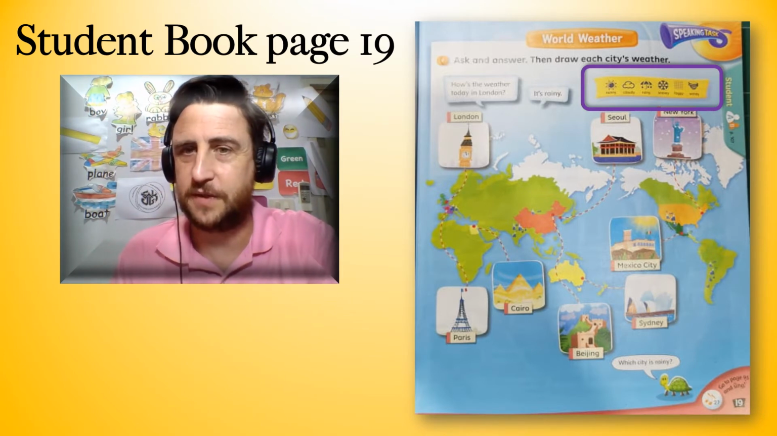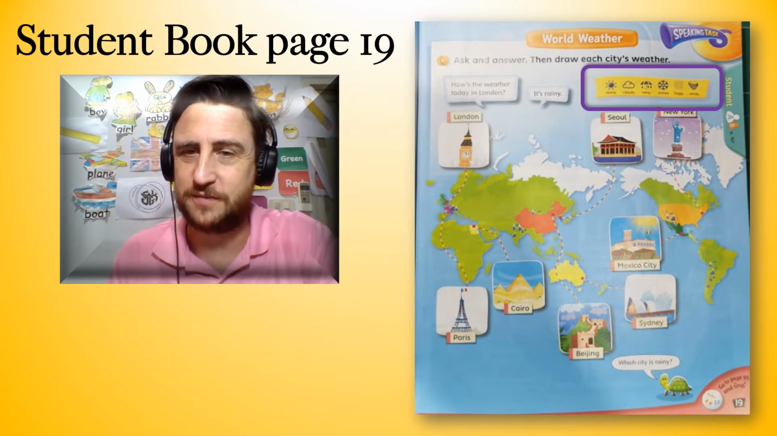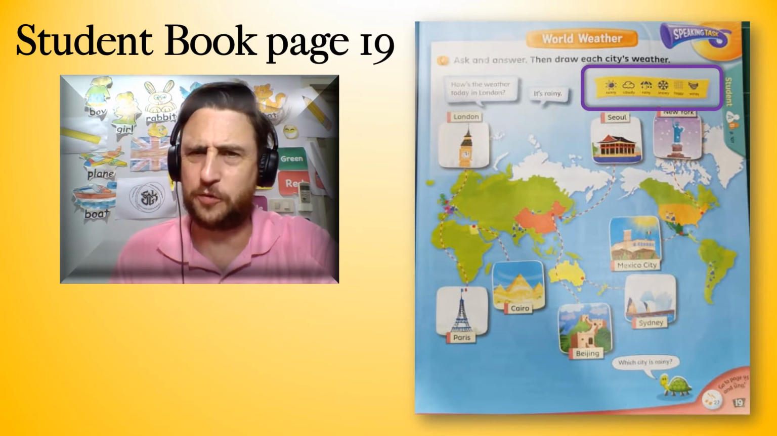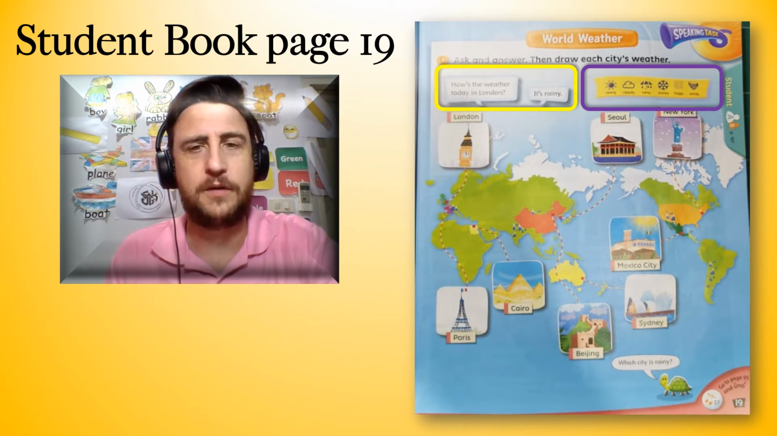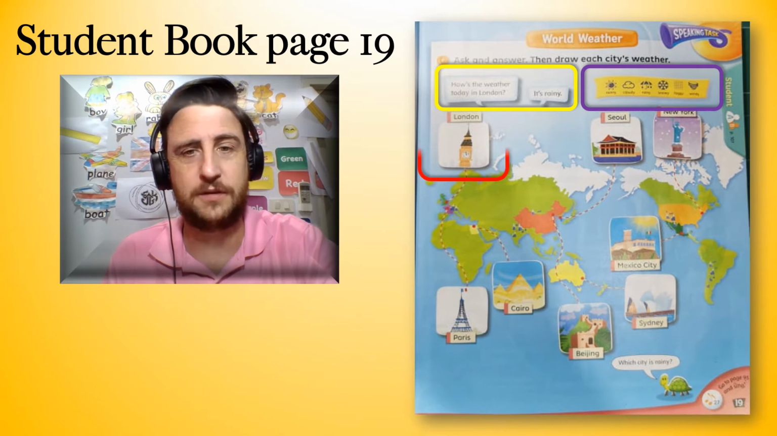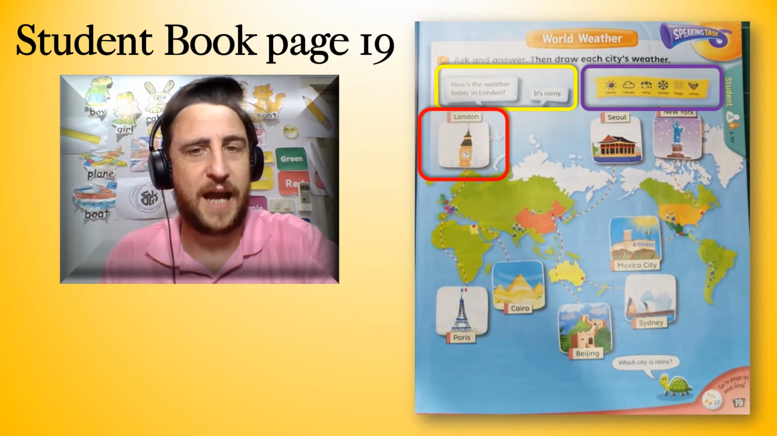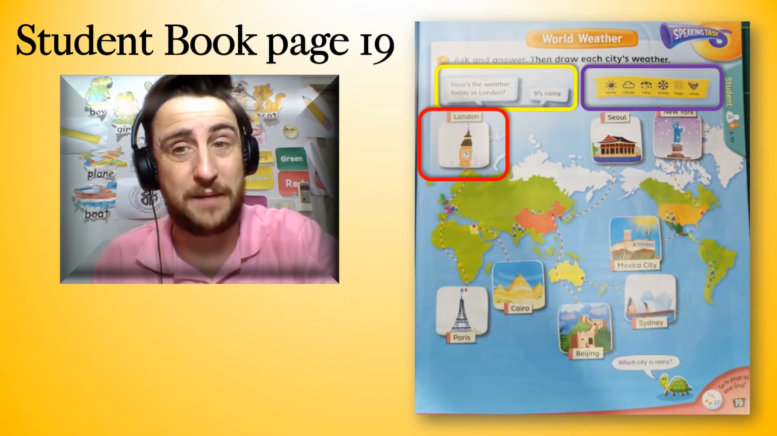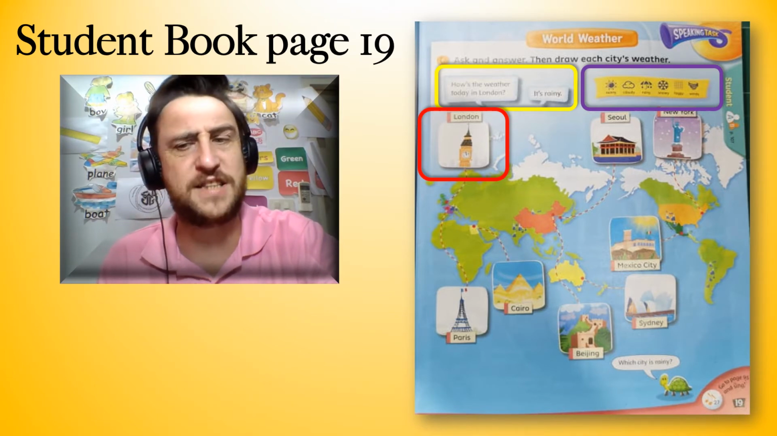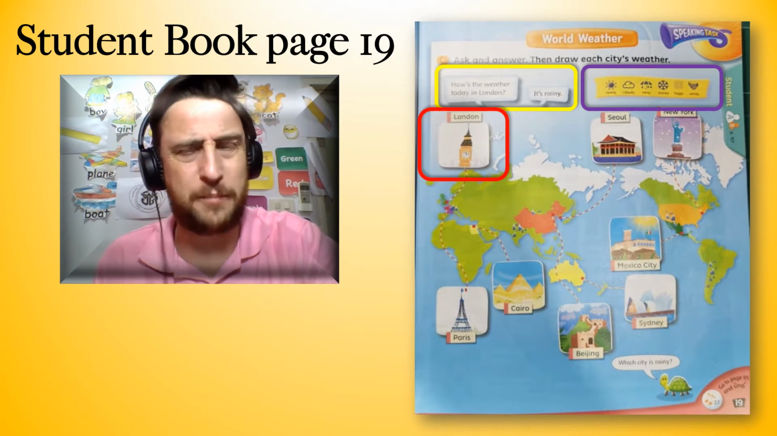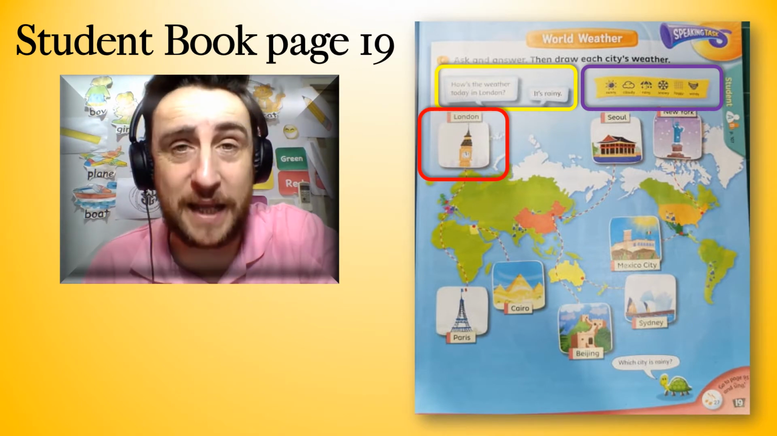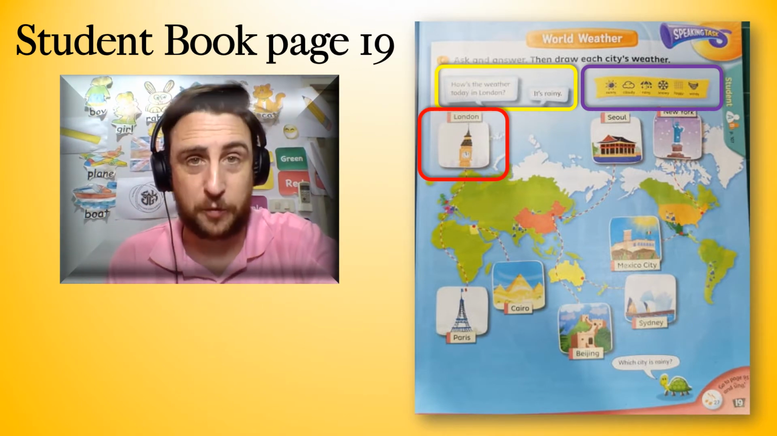But if we look at these pictures, 3 of them have no weather. So what do we have to do? Well, first of all, we're going to practice the question. And then let's look at this. How's the weather today in London? You can see the picture is London. There's Big Ben. And it says it's rainy. But the picture is white. You have to draw the rain with your pencil. You draw the weather. Okay.